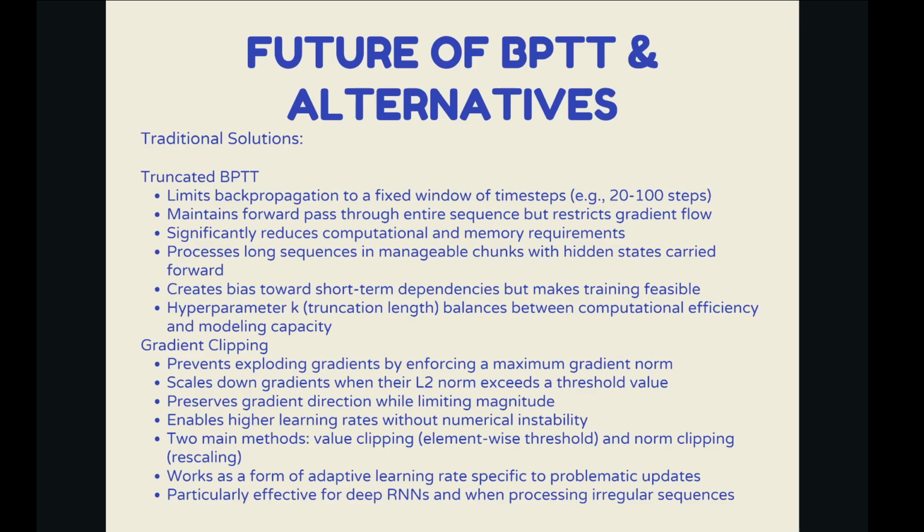Now, the future of BPTT and its alternatives. So, first, the two main traditional solutions are truncated BPTT and gradient clipping, which Soham has explained in detail. So, the gist of it is that truncated BPTT limits propagation to a fixed window of time steps rather than the entire sequence, and gradient clipping prevents exploding gradients by enforcing a maximum gradient norm during training.